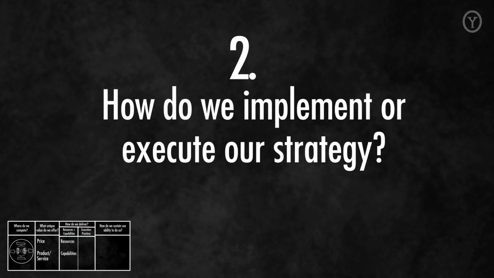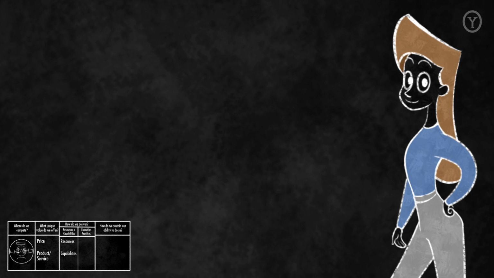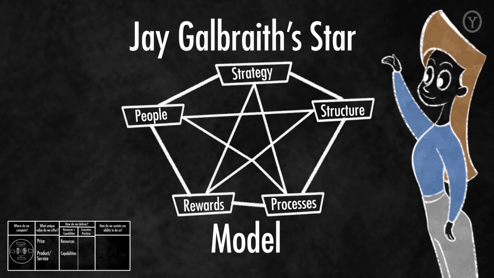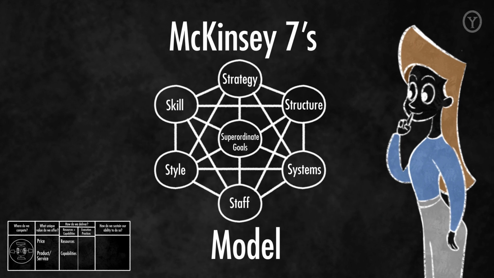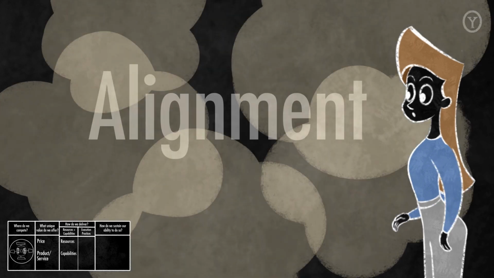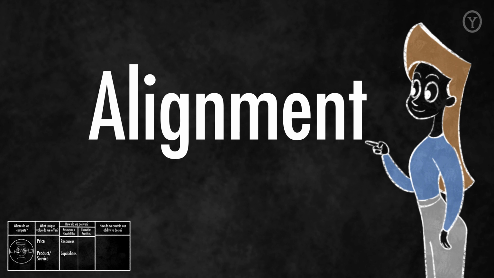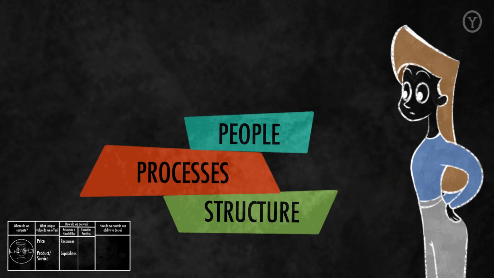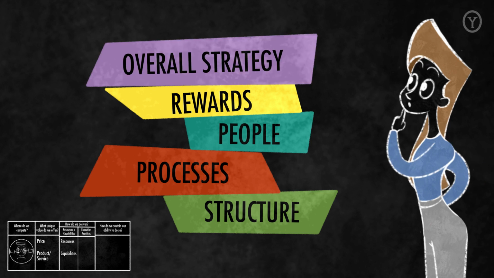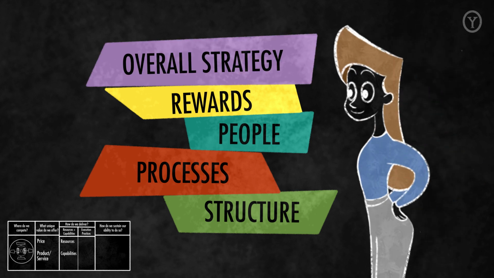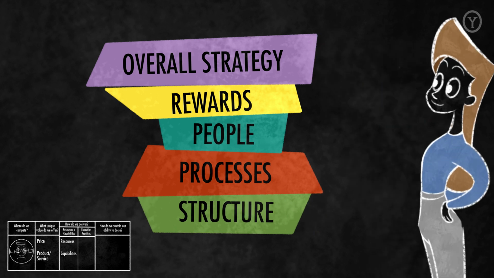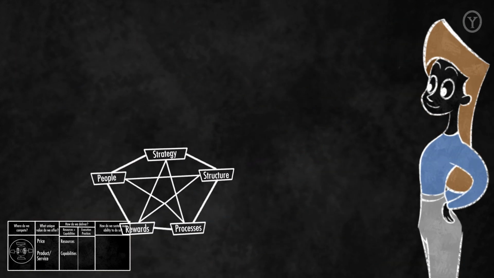Second, how do we implement or execute our strategy? For execution, I like the simplicity of Jay Galbraith's STAR model for organizational design, but there are many other models that are identical in principle. These models all emphasize that alignment is required between the firm's internal structures, processes, people, and rewards, and the overall strategy of the business. Thinking through these issues will ensure that we are organized and operating to make the best use of our resources and capabilities.